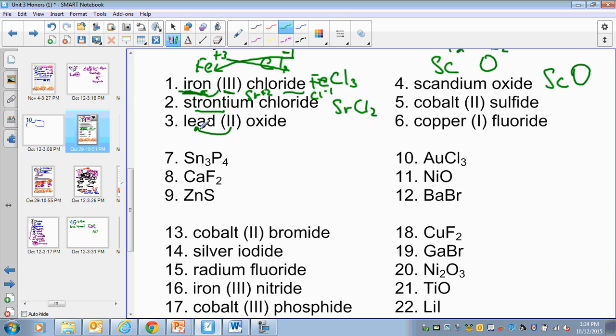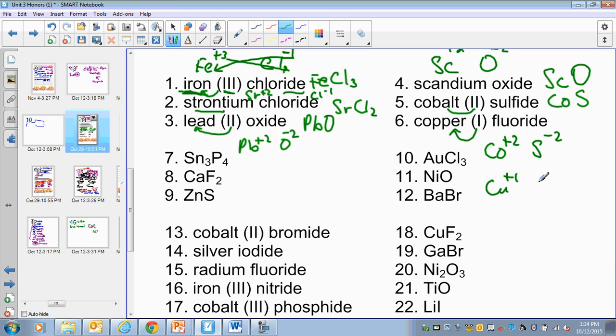Now this 2 is telling you that the lead is +2, oxygen is always -2, so the formula is PbO. This 2 is telling you that cobalt is +2, sulfur is -2, so the formula is CoS. Now 1, copper is +1, fluoride is -1, so the formula is CuF.